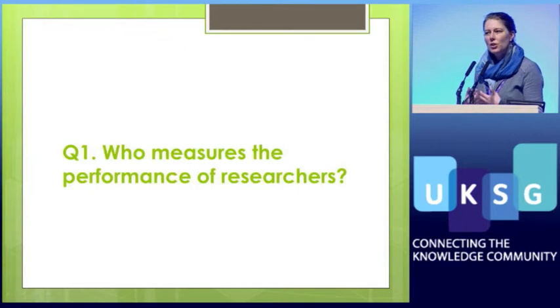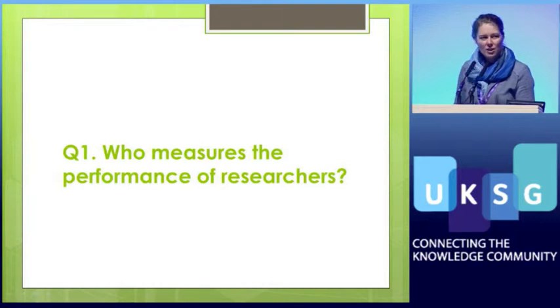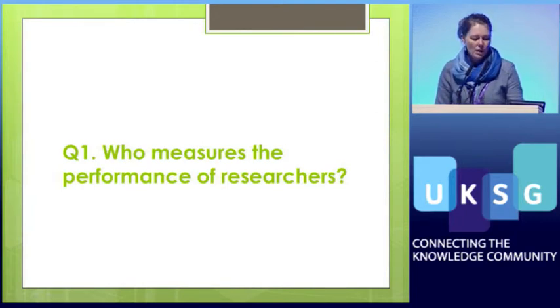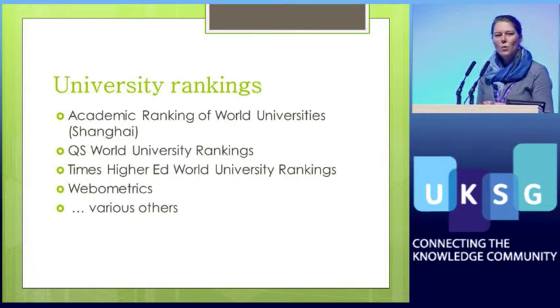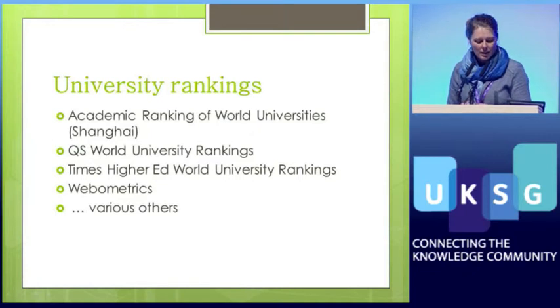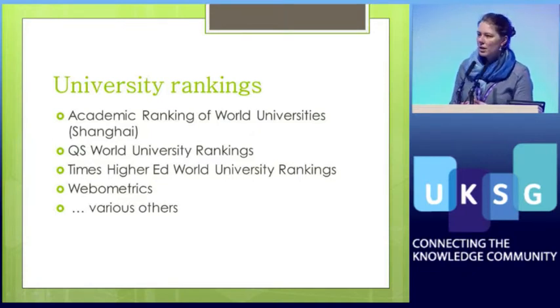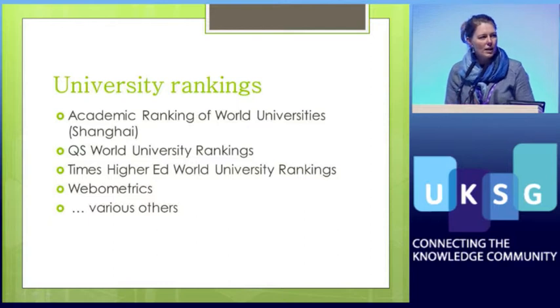So to start with, I wanted to look at the question of who measures the performance of researchers. One of the answers is that there are university ranking schemes out there, and that's one way in which research is evaluated. The schemes you would see include the Academic Ranking of World Universities from Shanghai, the QS World University Rankings, Times Higher, and Webometrics. There are lots of others, but those four in particular are ones that I looked at and wrote a report on for the University of Warwick a couple of years back now.